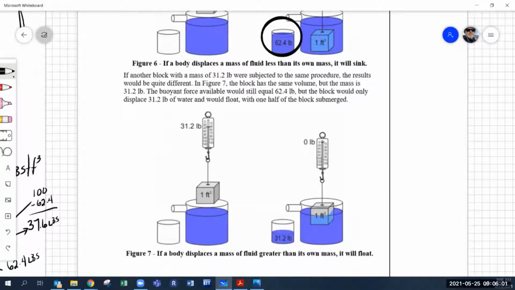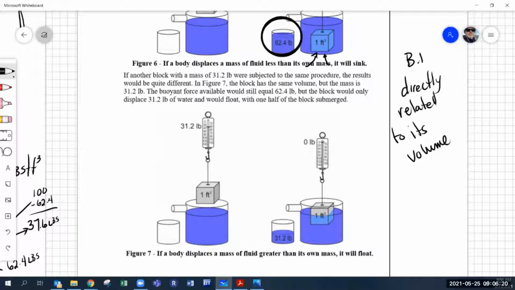So this is what we call buoyant force. The buoyant force pushing up on that is directly related to its volume. So buoyant force is directly related to the volume of the object, right? It will tell us how much that is.